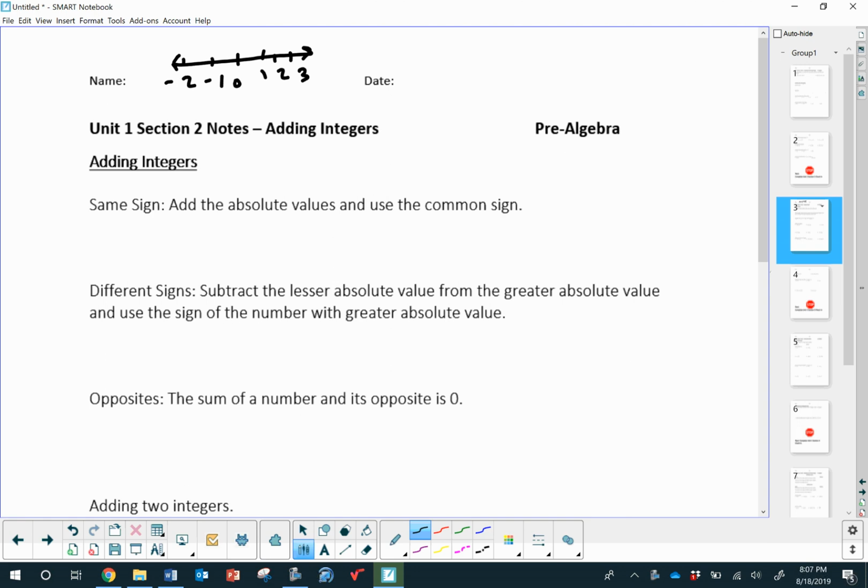So when we think about adding integers, if the integers have the same sign, we simply add the numbers and keep the sign the same. For example, 4 plus 5, they're both positive and have the same sign, so we're just going to add them to get 9. If we have negative 4 plus negative 5, again, they have the same sign, they're both negative, so we're going to add them and keep our sign the same. So we'll have an answer of negative 9.